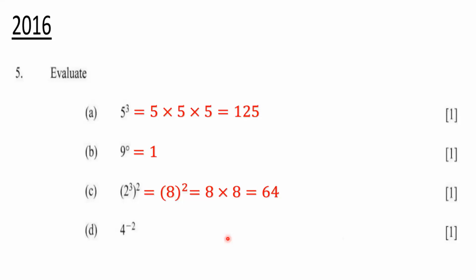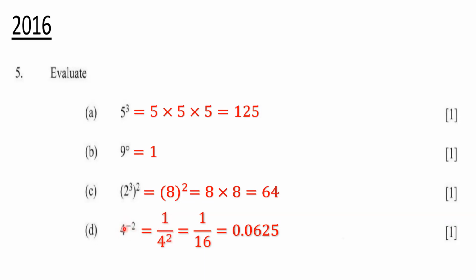Now we have 4 to the power of -2. That's going to be 1 over 4 squared, and that's the rule. If we have a number raised to a negative power, you put it over 1, remove the negative sign, and you'll just be left with the positive power. So it's going to be 4 squared, but as a fraction, 1 over 4 squared. And that's how you deal with this.